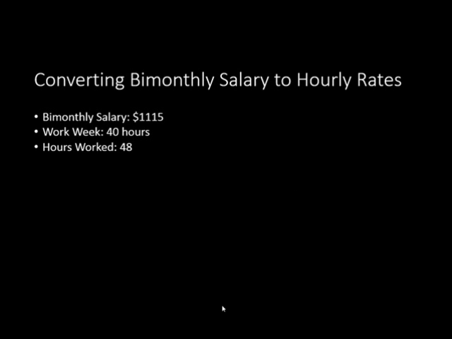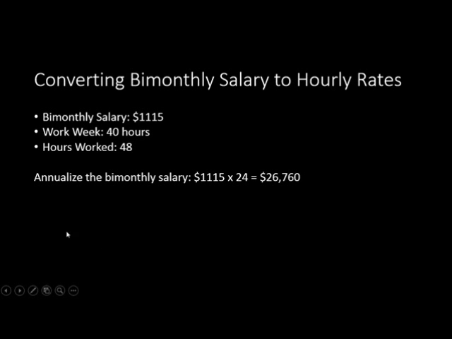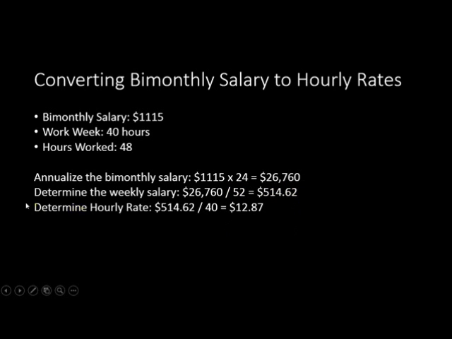Converting my bi-monthly salary to hourly rates, we will first annualize the bi-monthly salary by multiplying by 24. This gives us $26,760. We will determine the weekly salary by dividing by 52, which gives us $514.62. To determine the hourly rate, we divide by 40. This gives us $12.87 per hour.